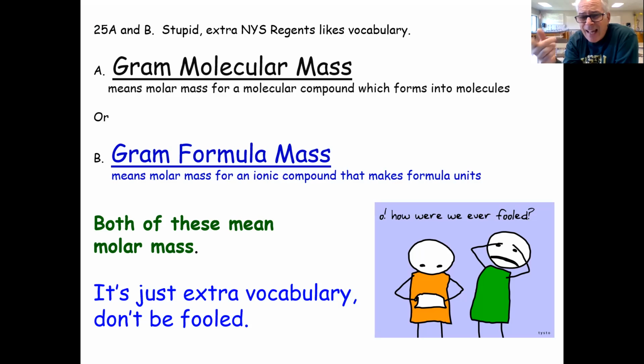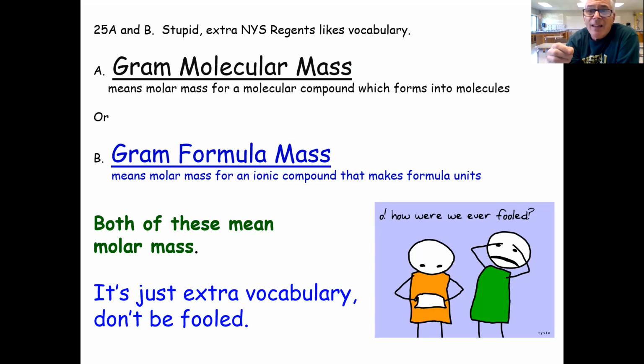Now, I like this cartoon. Look at the cartoon first. This is like, oh, my life stinks. What are we going to do? How are we ever fooled by such stupidity? New York State hates teenagers. This is an important slide because if you don't pay attention, you're probably going to lose 1 point on the Regents exam. Because New York State, for no good reason, likes to use these 2 extra vocabulary words. Instead of just saying molar mass all the time, there's other ways to say it.